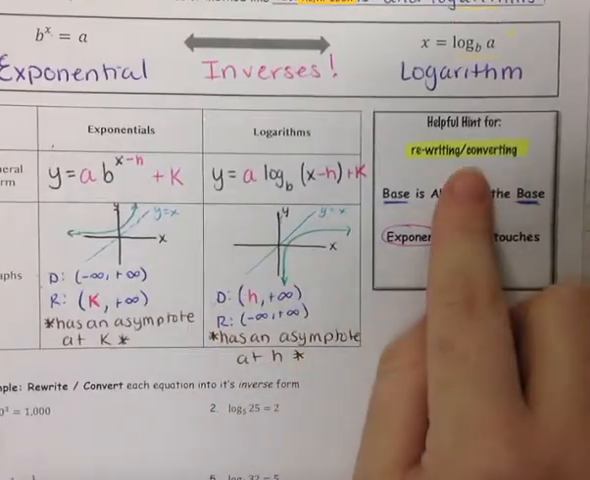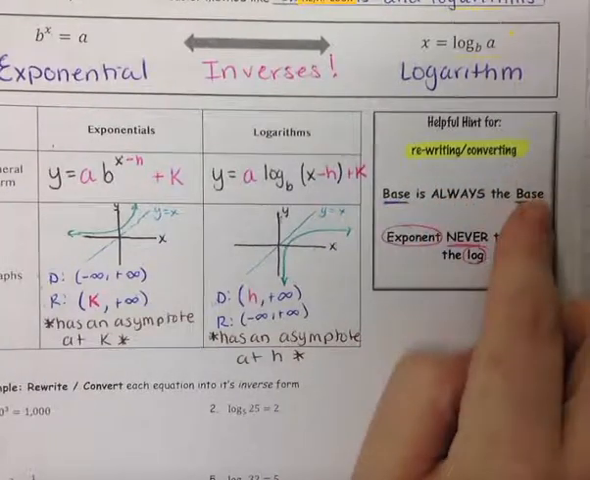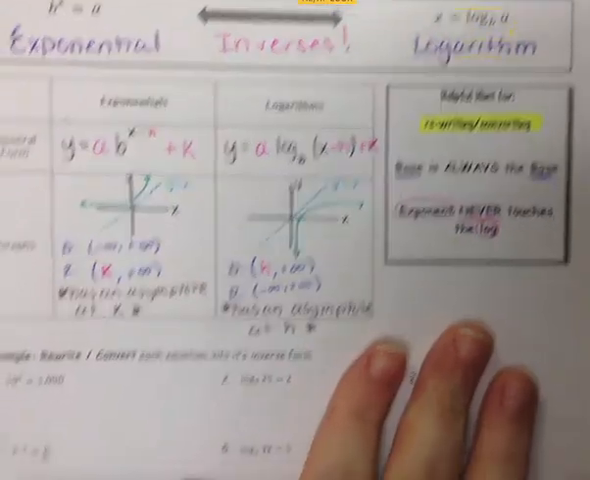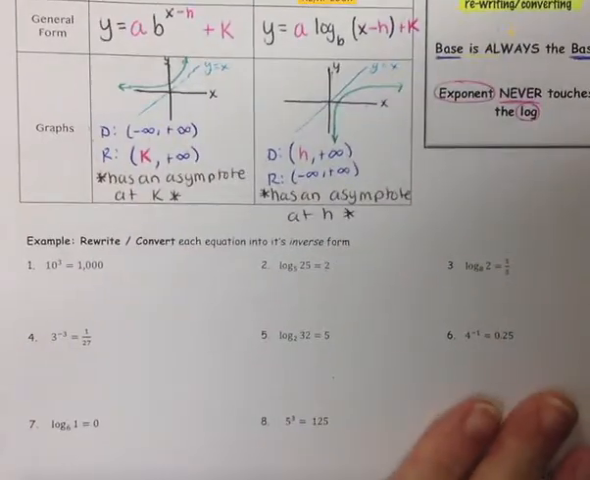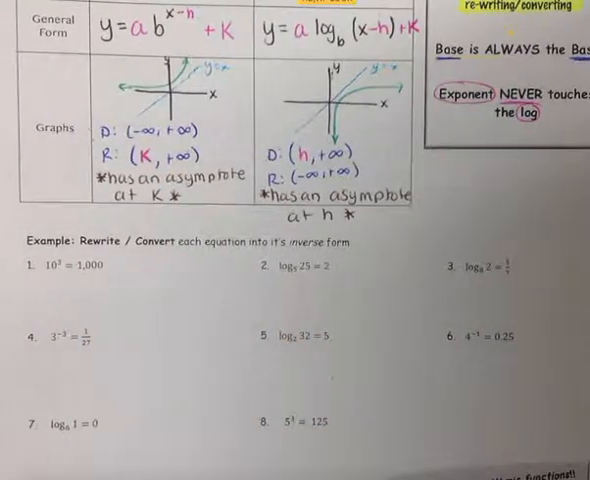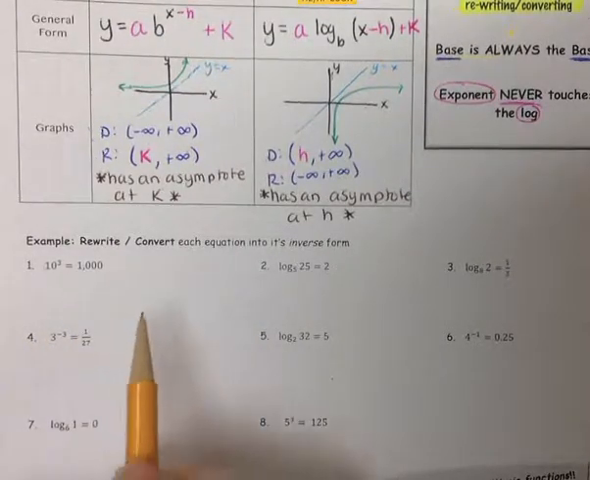So the helpful hint for rewriting, or to convert, is that the base is always the base, and the exponent will never touch the log. So what I'm going to do on these problems, I need to figure out which form it's in and which form it will go to. So before I do any math, I'm going to go ahead and write out which form it's going to turn into. What is its inverse form?